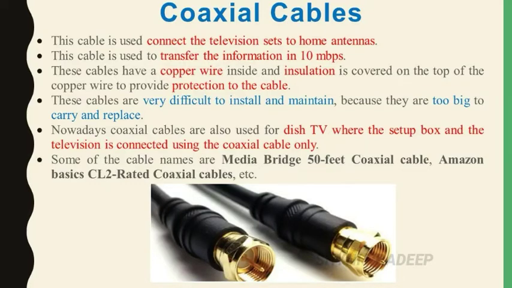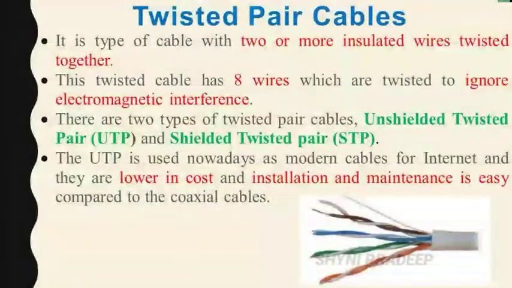Nowadays, these coaxial cables are used for dish TV where the set-top box and the television is connected using the coaxial cable only. Some of the cable names are Media Bridge 50-bit coaxial cable, Amazon Basics CL2 rated coaxial cables, etc. And the next cable is twisted pair cables.